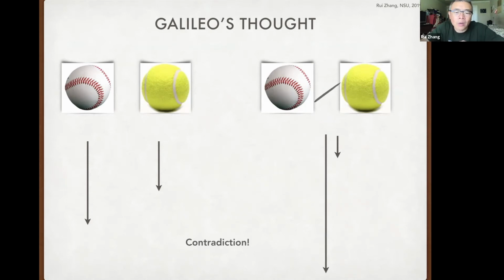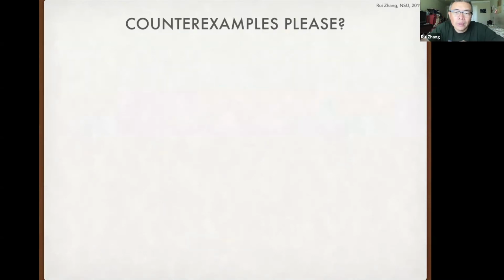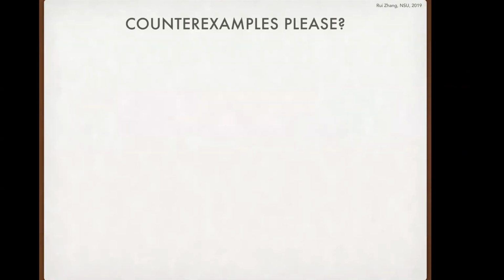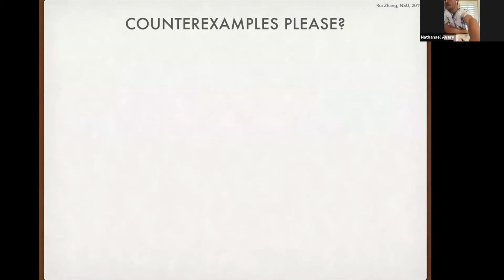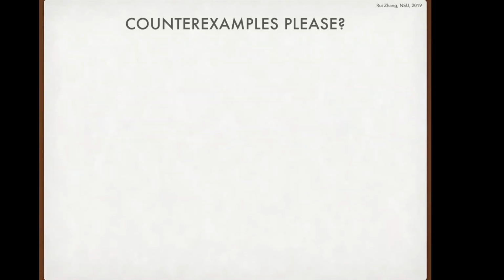Anyway, so he got a contradiction, as we said. Now, let me ask you the following question. Can you give a counterexample? Like when you drop two things, one of them goes way faster than the other one? Say a rock or a feather. Oh, yeah. Okay, Hannah, right? What do you say? A rock and feather, right? Okay, good.